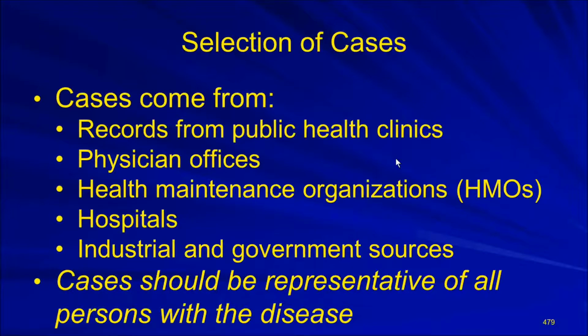Selection of cases. How do we do it? Cases come from records from public health clinics, physicians' offices, health maintenance organizations, hospitals, industry, and government sources. Cases should be representative of all persons with the disease. Careful selection is a big deal in a case control study. Cases should be representative of all persons with the disease, and they can come from multiple sources. That's the point I'm trying to make here, and I want you to see that and recognize it.